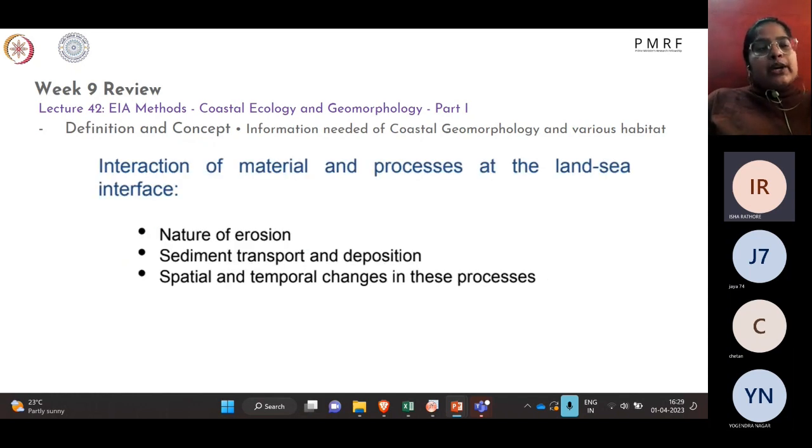And then you also need to understand the interaction between the material and process at the land-sea interface. That is where the land and sea meet. So you need to understand the nature of erosion, if it's happening, how sediment transportation and deposition happen, in what periods it's strongest, and what sort of sediments wash up, how it affects the shoreline and things like that. And then you also need to understand the spatial and temporal changes in these processes.